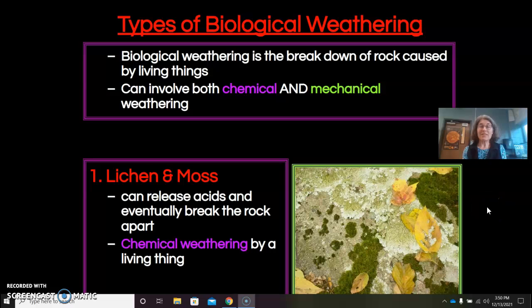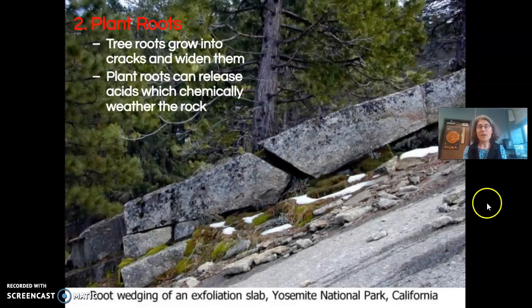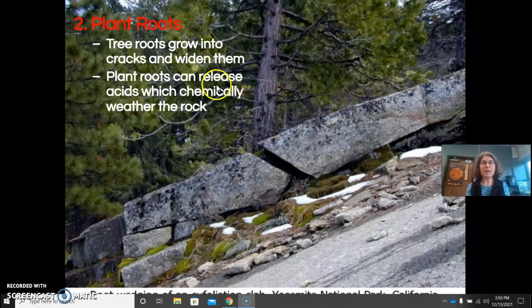Really interesting thing about this is they're the organisms that actually start making soil and make it possible for other organisms to eventually succeed in that environment. Plant roots can also cause biological weathering, so tree roots will mechanically expand as they are growing and break apart little cracks in the rock.